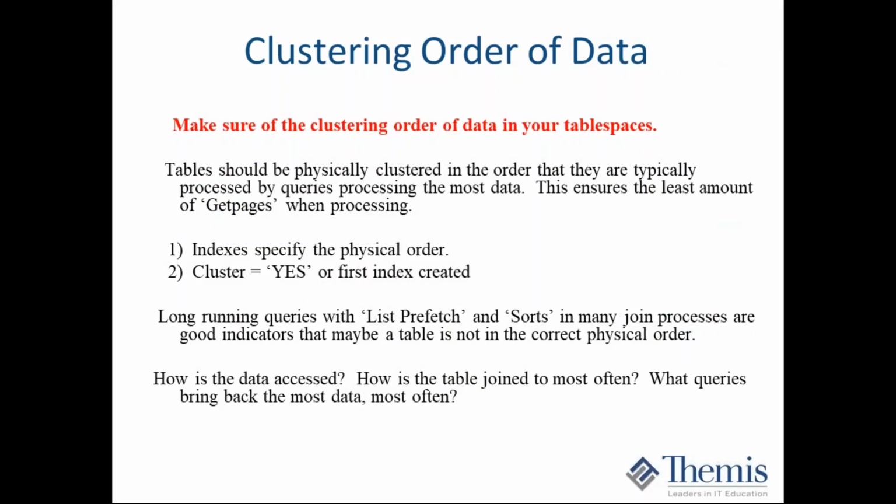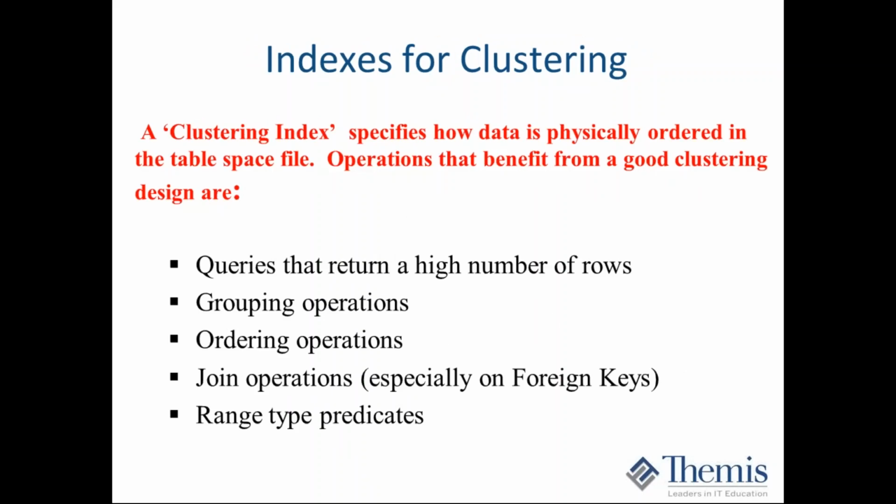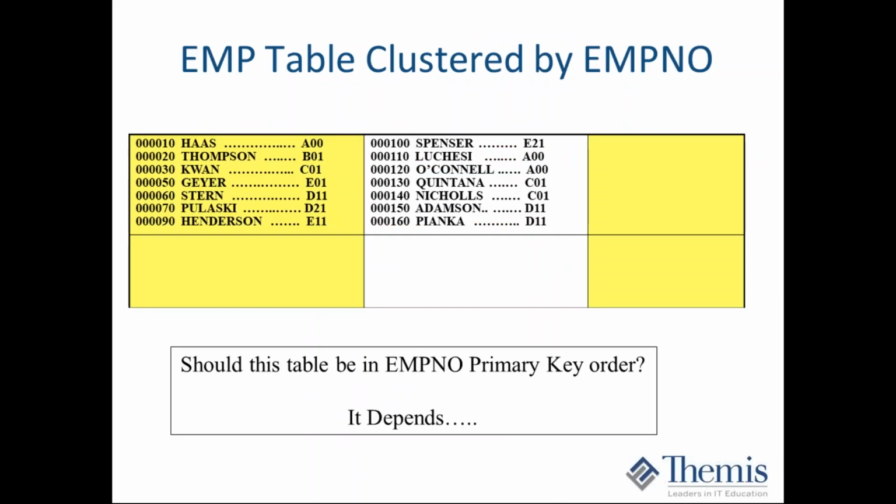Clustering order of data in the table. Let me go forward here and show you an example. One index on the table specifies the clustering. Here's an example where, as I told you before, rows are on what we call physical pages. Pages range from 4,000 up to 32,000 bytes in size.